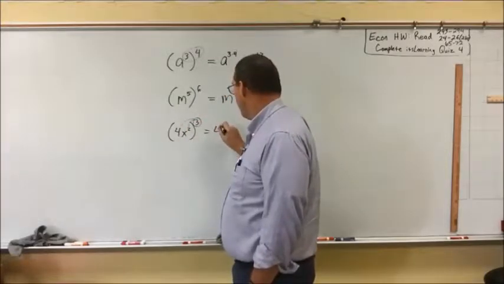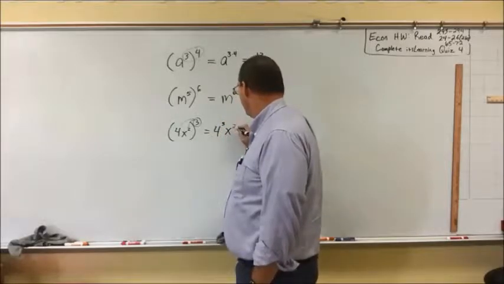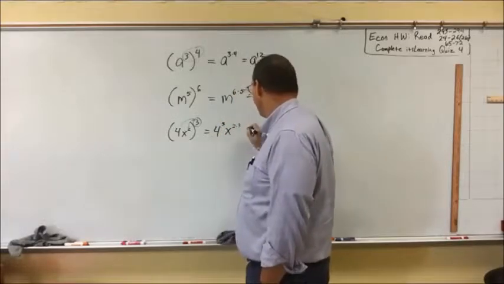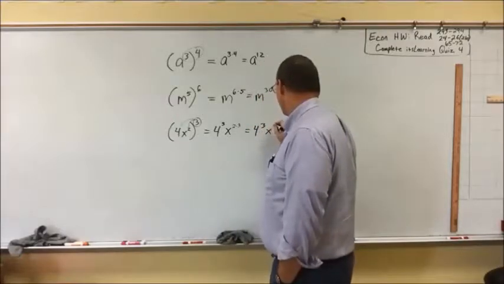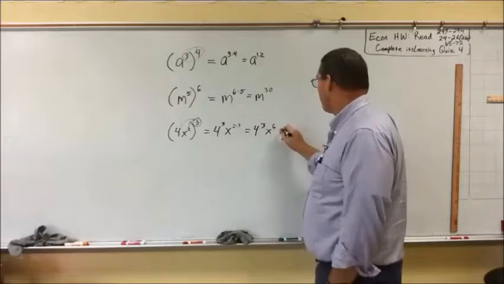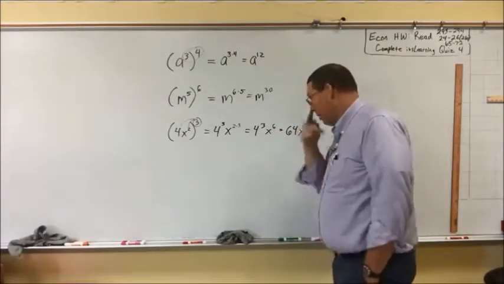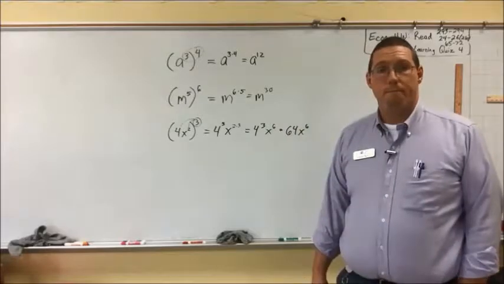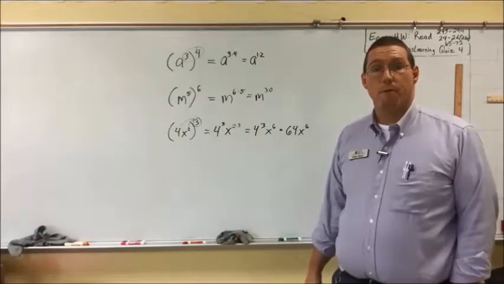So this is going to wind up being 4 to the third power times x to the 2 times 3 power, which is 4 to the third power times x to the 6th power. And 4 to the third power is actually 64. So this would be 64 times x to the 6th power. Okay? All right, let's move on to the next rule of exponents.